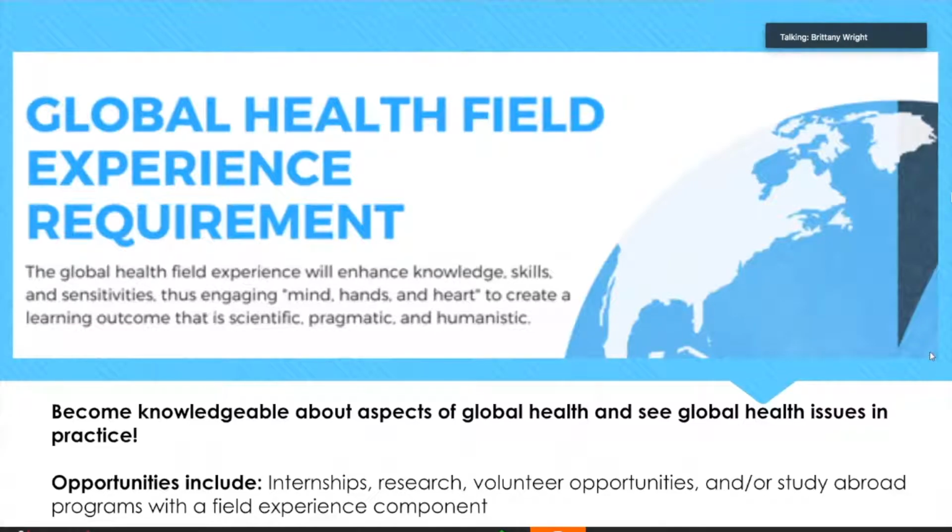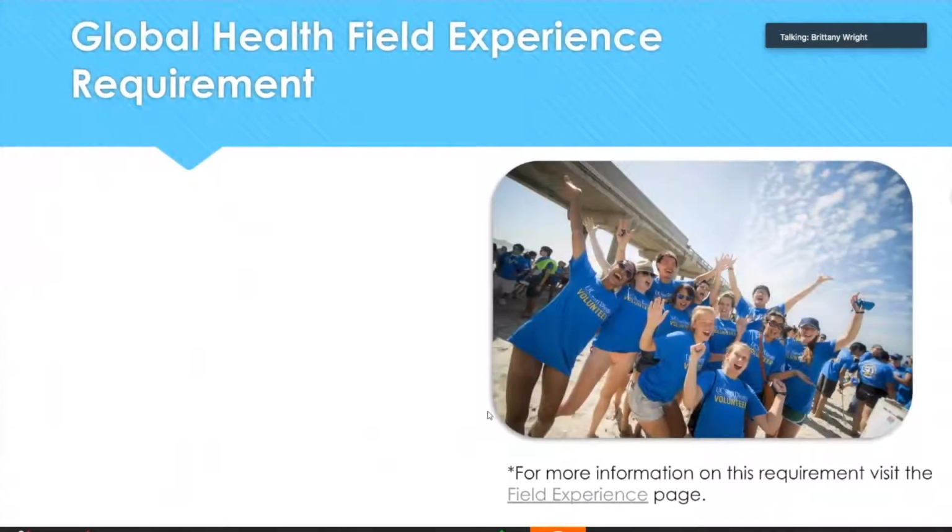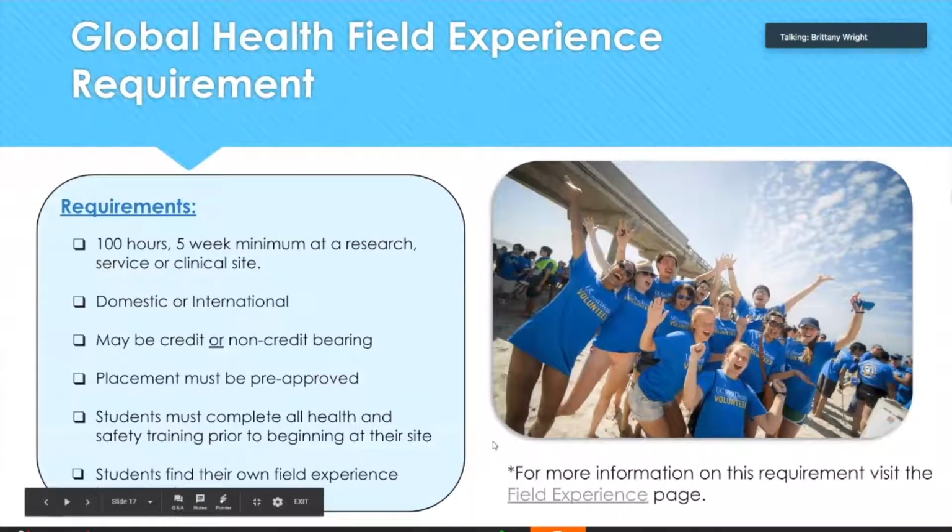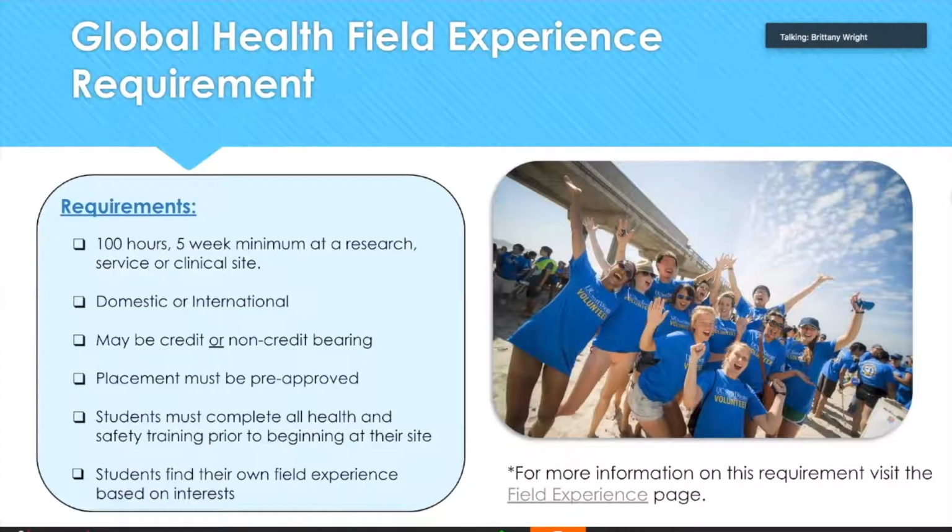Okay, so many of you have a lot of questions about the Global Health field experience requirement. So the Global Health field experience is really designed to make you more knowledgeable about aspects of global health and really see global health issues in practice. So this can be completed by doing an internship or research opportunity, volunteer, study abroad, or finding your own opportunity. So we have a list of pre-approved opportunities on our website, but you're also welcome to find opportunities that really speak to you and get those pre-approved as well.